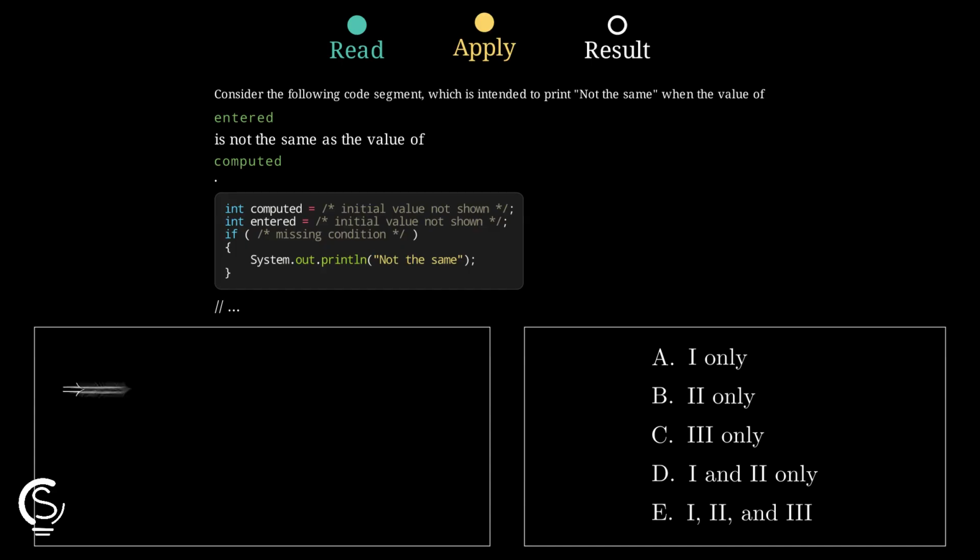Statement 1 uses the not equals operator, which is perfect for comparing 2 primitive integers. Statement 2 also works because it simply negates a standard equality check using the exclamation point.